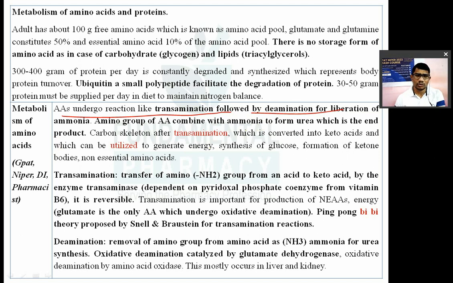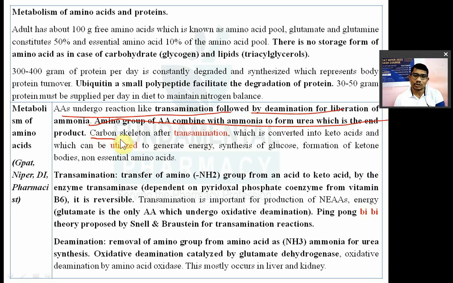Now the amino group of amino acid will combine with the ammonia to form urea, which is the end product of your protein metabolism as well as amino acid metabolism. Urea is easily excreted from your body. So urea is the end product of your amino acid metabolism.